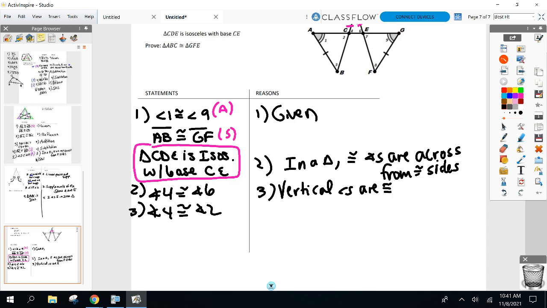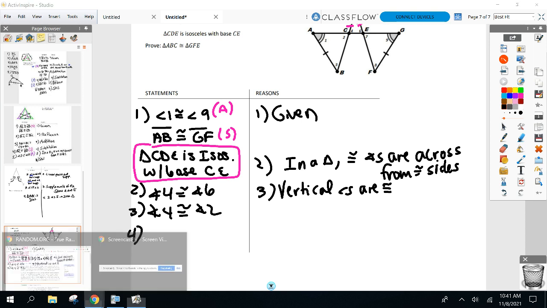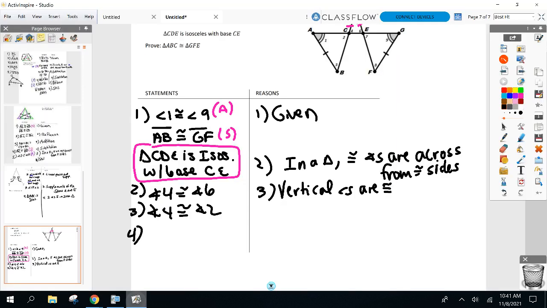4 was equal to 6 because it's in an isosceles triangle. 4 is also equal to 2 because they're vertical. Give me a conclusion based on those two statements. 4 and 6 are equal. 4 and 2 are also equal. Therefore, these two angles also have to be equal. I got 4 and 6, and I got 4 and 2. What else do you have? 6 and 7? I don't want those yet. Let me be clear here. 4 and 6 are equal, 4 and 2 are equal, so now you know 6 and 2 are equal. Great. And what did you use to get those, Lucy? Good, substitution.